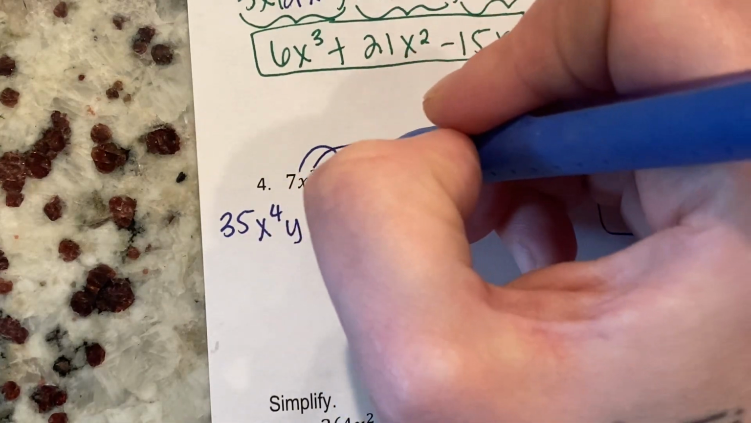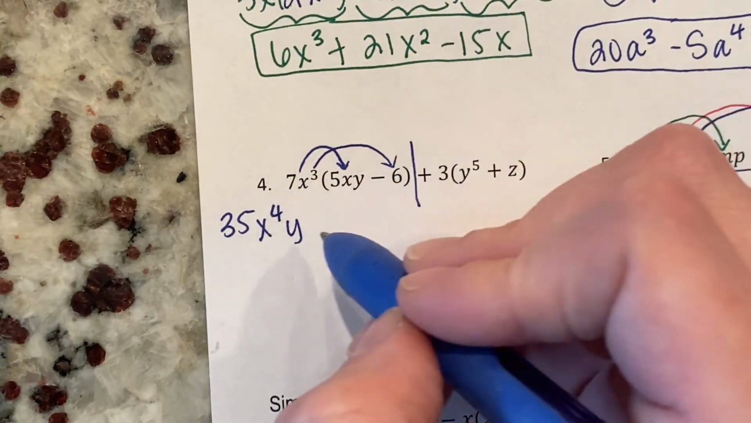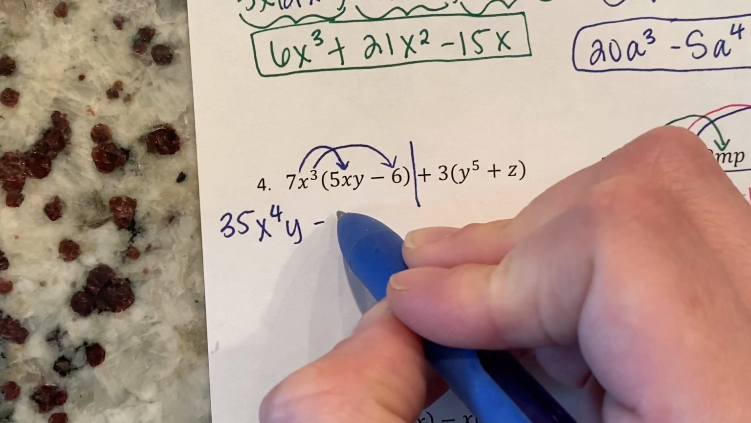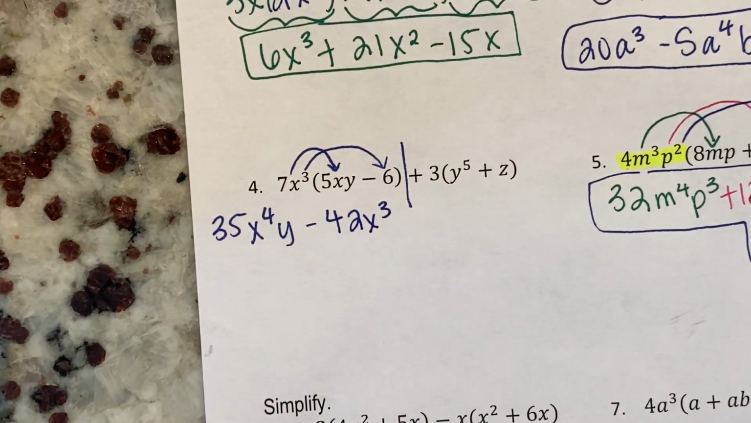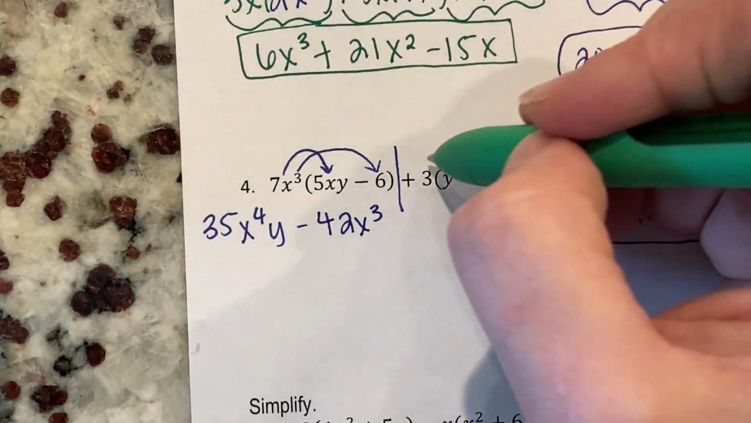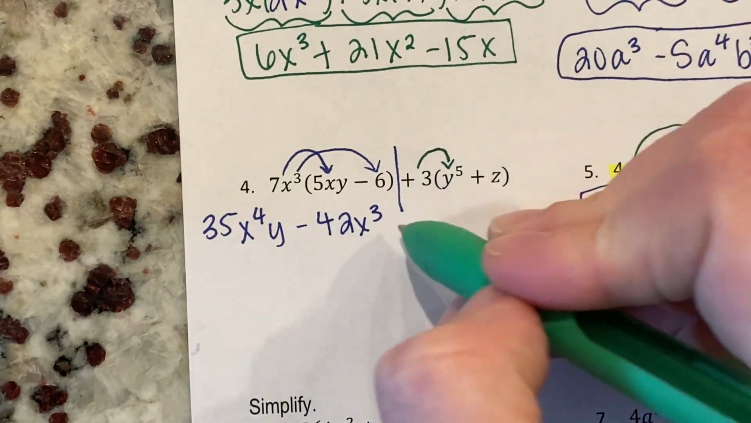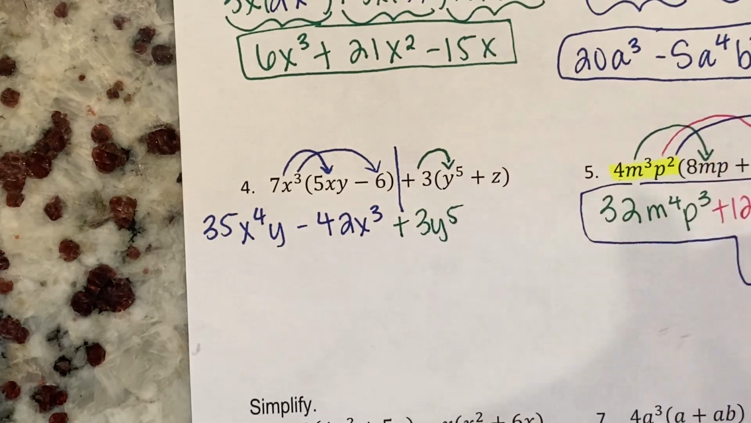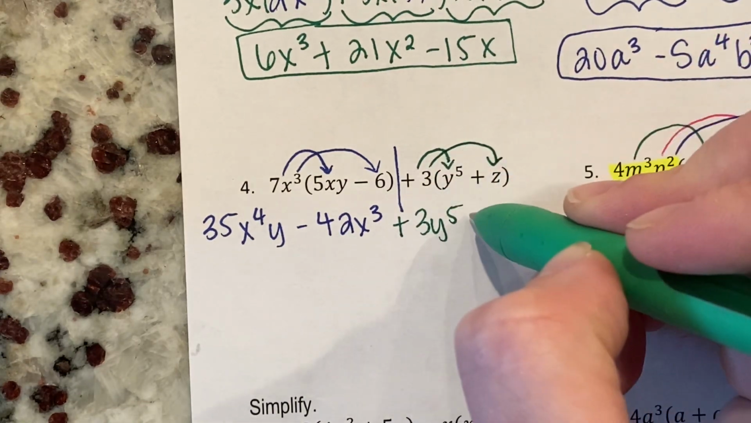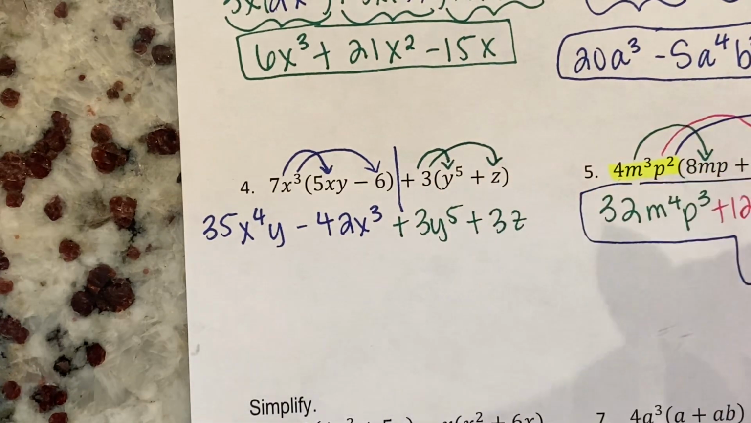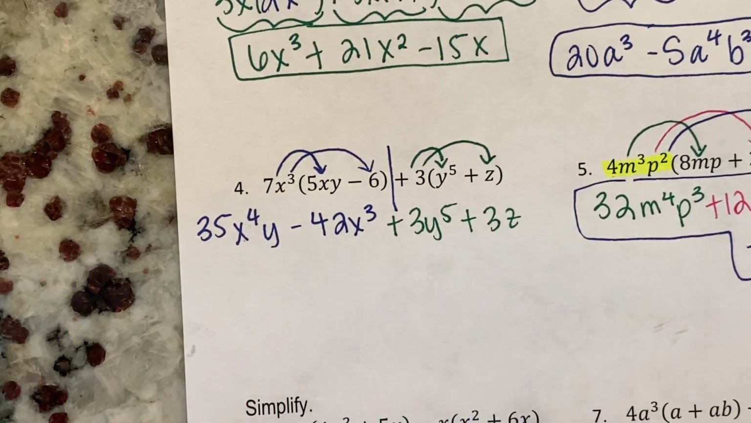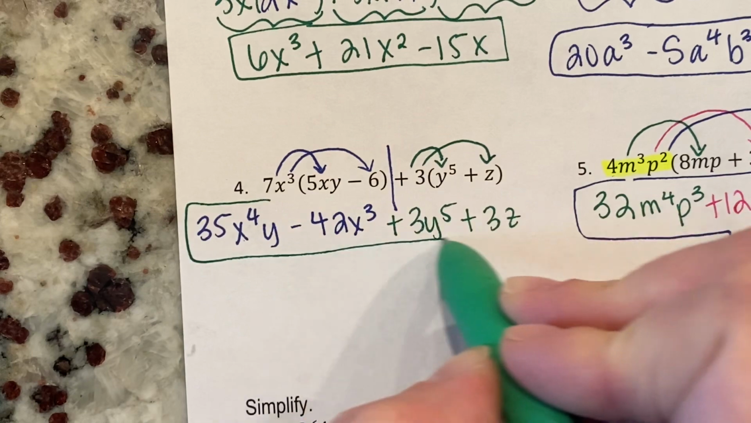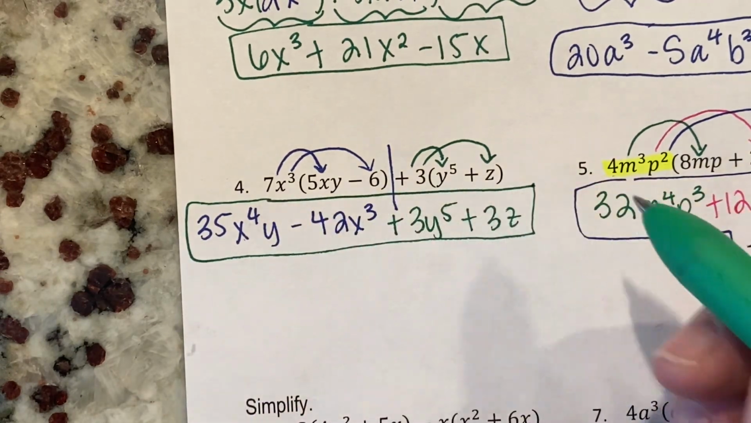And then I'm going to multiply 7x cubed times -6, so that's negative 42x to the third. There's nothing I can do past that. So I'm going to go ahead and multiply -3 times y to the fifth and 3 times z. Now I've got to look, do I have anything that's like terms? No, so I'm just going to leave it how it is. That will be my final answer.